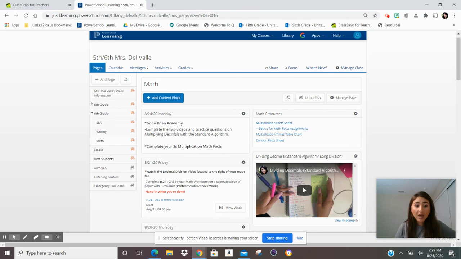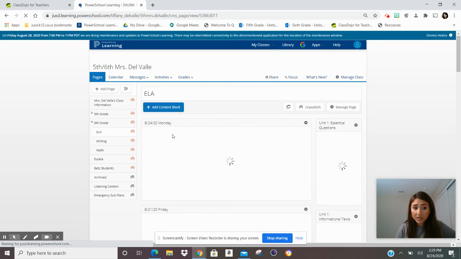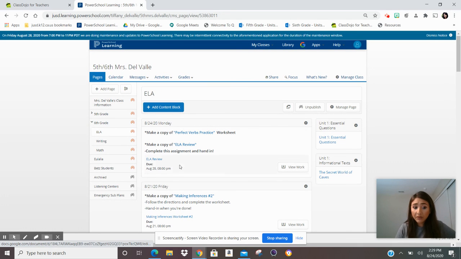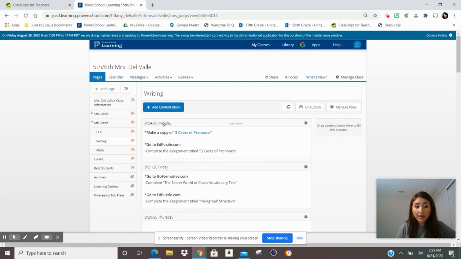Today she didn't have a hand in. She did have to complete the 3 multiplication facts, but they're handing that in all at one time on Fridays on one hand in tab. For ELA today, she had to hand in ELA review. That was what she did today. That's a document she's going to hand in. And then for writing, they didn't have a hand in. They had an Edpuzzle. It's a question with videos.